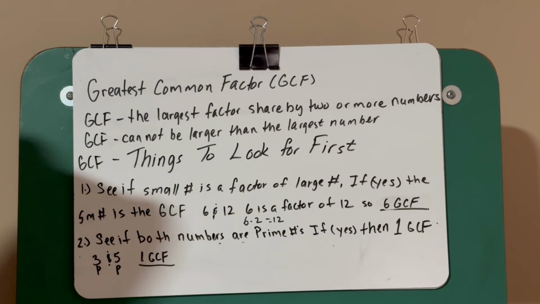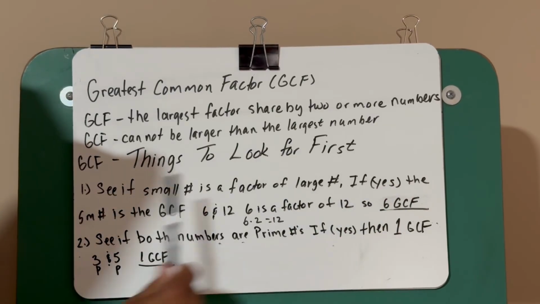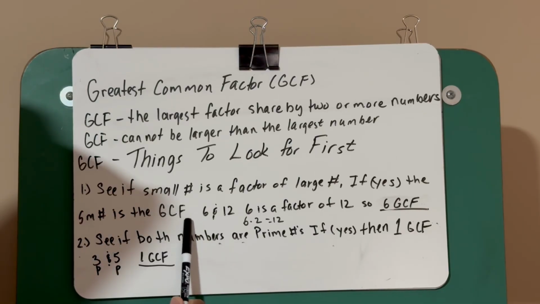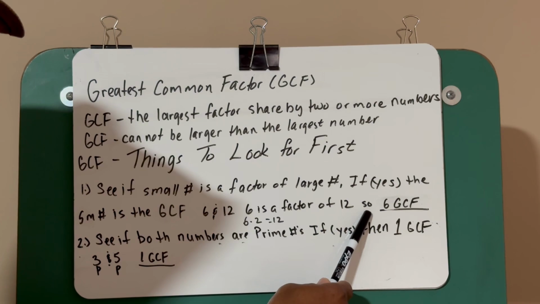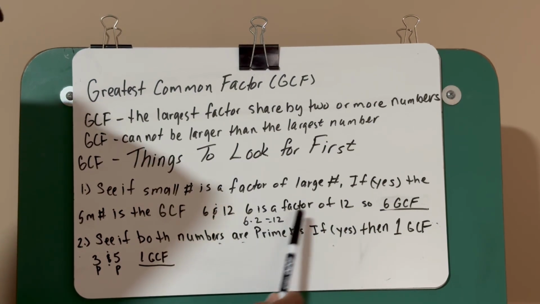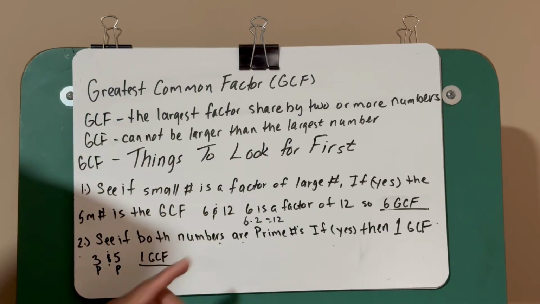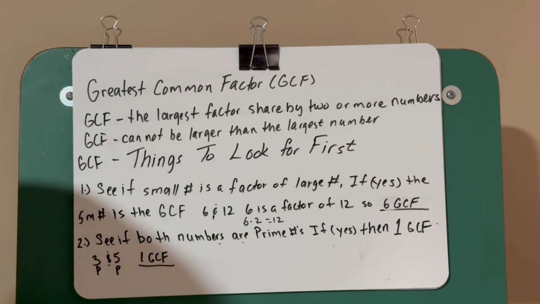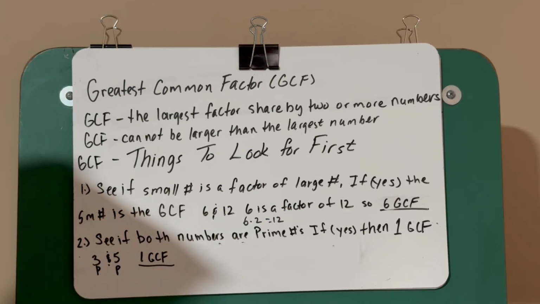Things to look for. One, see if the small number is a factor of the large number. If yes, then the small number is the GCF. For example, the two numbers are 6 and 12. 6 is a factor of 12, because 6 times 2 is 12, which means 6 is the greatest common factor. Notice again, the greatest common factor is not larger than the largest number. The largest number is 12, so the greatest common factor can't be larger than 12.